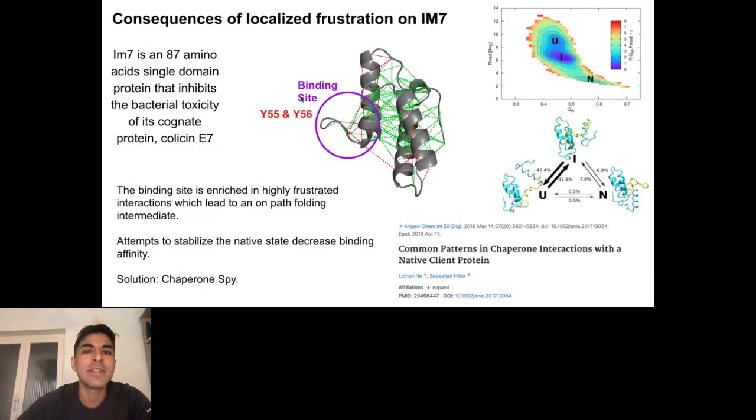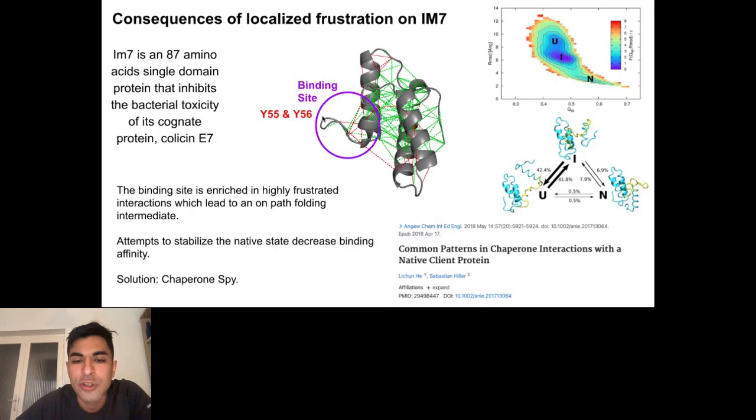So IM7, it's a very short protein. Well, not so very short, but it's short. It has 87 amino acids. It's a single domain protein that inhibits another protein called colicin E7, that is a bacterial toxicity element. This is a structure that IM7 has. And it's known that these two residues here that are important to bind E7 are highly frustrated, right?